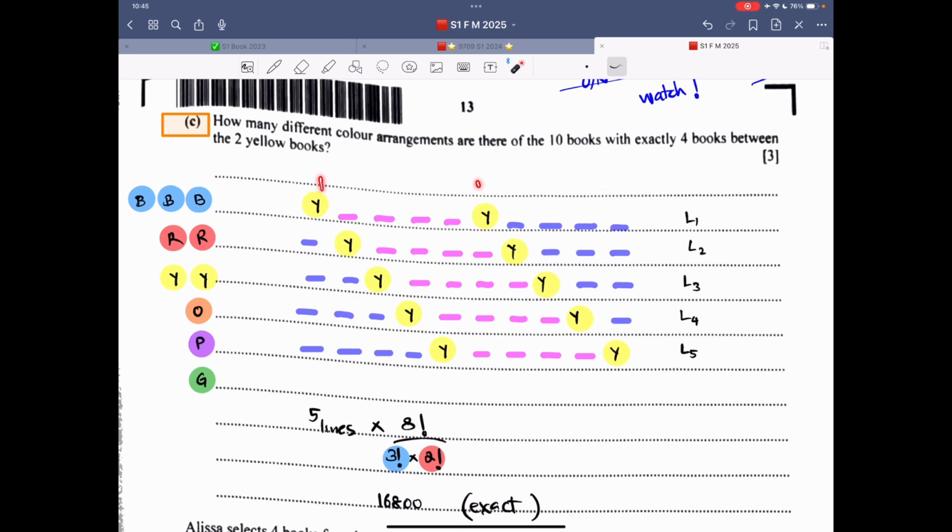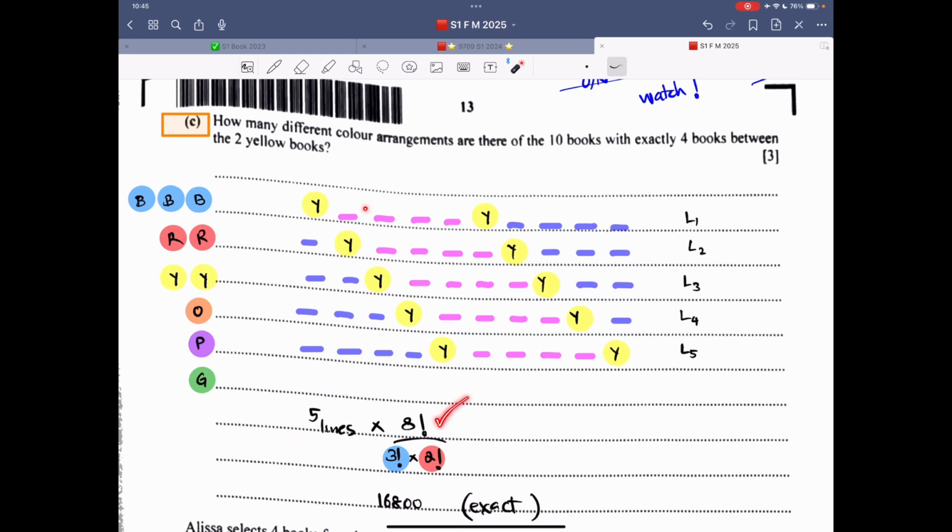So this is first position and this is sixth position. 1, 2, 3, 4, 5, 6. 1 and 6. This is 2 and 7. This is 3 and 8. This is 4 and 9. This is 5 and 10. So that is why you are having 5 lines over here. You can draw a diagram. You can think about the positions yourself. So 5 lines for the 5 possibilities.